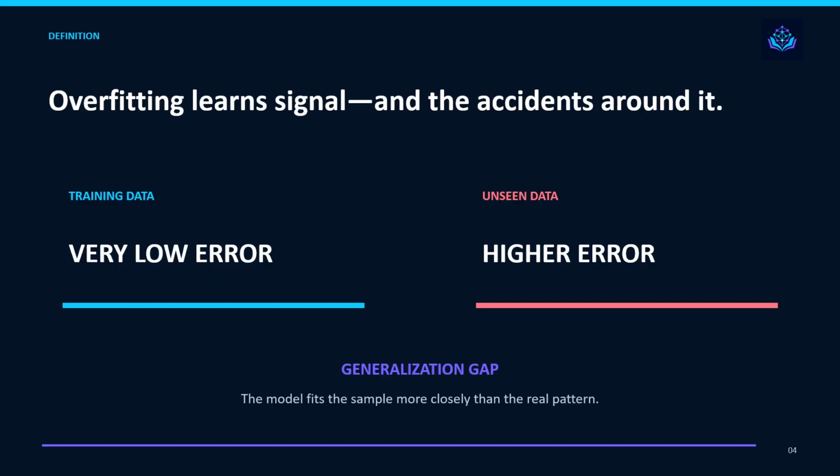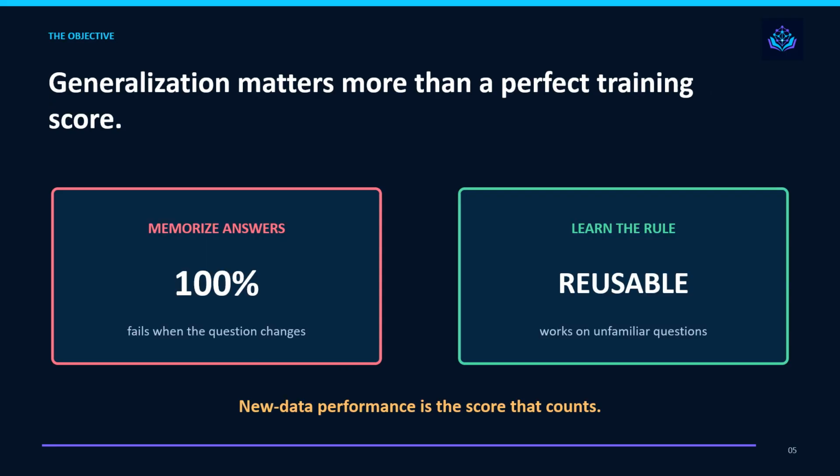Overfitting happens when a model fits its training examples too closely. It learns useful signal, but it also learns noise and accidental details that will not repeat in the real world. The real goal is generalization, useful predictions on examples the model has never seen. A slightly lower training score can be much better if performance stays strong on new data.